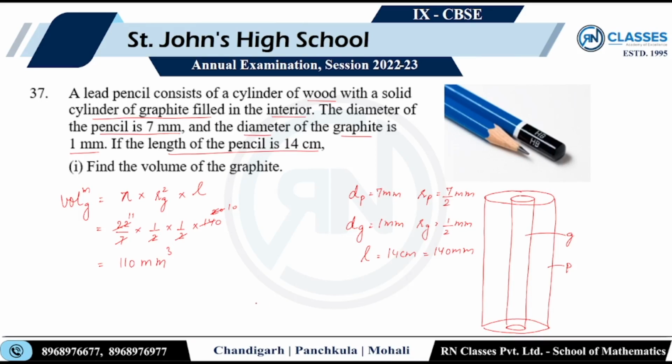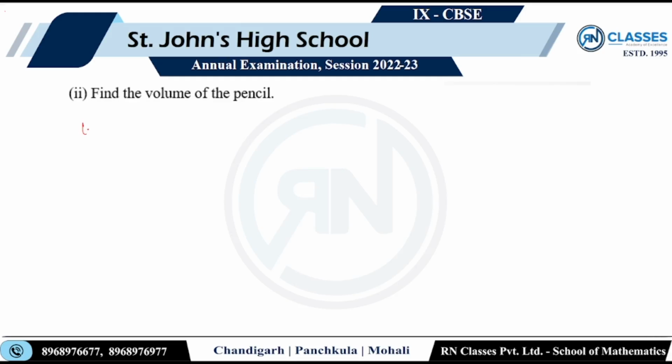Quite simple, straightforward one. इसके बाद बोला वॉल्यूम ऑफ पेंसिल. वॉल्यूम ऑफ पेंसिल क्या होगा यहाँ पे? pi radius of pencil का square into h, which is nothing but L. 22 by 7. Radius of pencil is 7 by 2 into 7 by 2 and length is 140. So 2 11 times, 7 7 times and 7 70. This comes out to be 5390 mm.